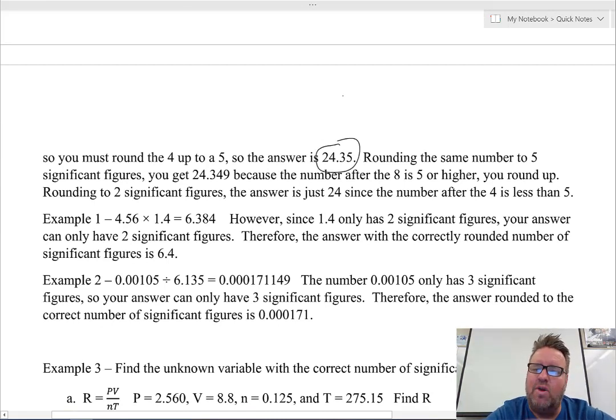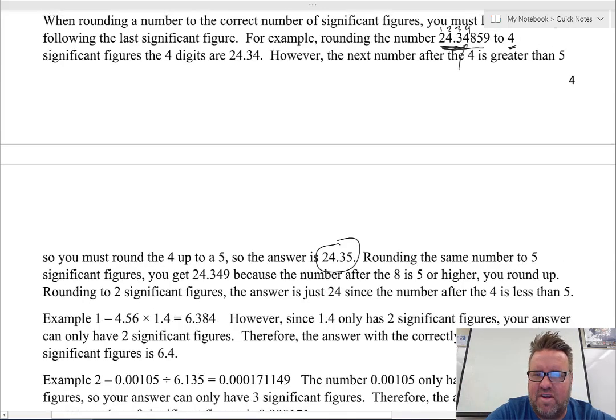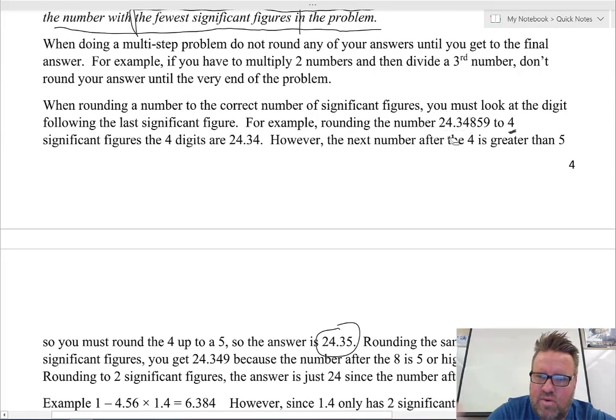Okay? If we round that same number to 5 significant figures, again, let's count. 1, 2, 3, 4, 5. Notice the next number after the 8 is a 5 or greater, so we have to round that 8 up to a 9. So when you're rounding, it's just that very last digit that you have to worry about. Do I keep it the same or do I round it to the next number?